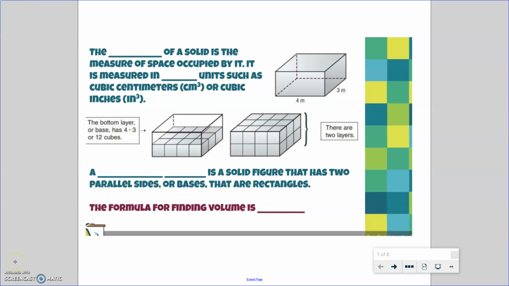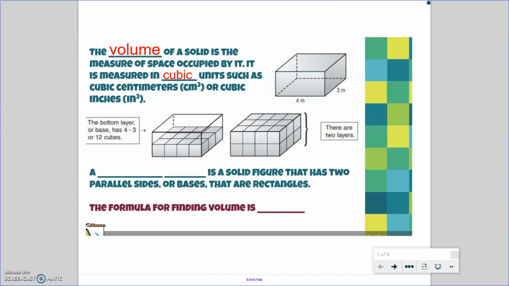So today we're going to be going over volume of rectangular prisms. The volume of a solid is the measure of space occupied by it. It is measured in cubic units, such as cubic centimeters or cubic inches. Here you can see you have a rectangular prism, and you can see the bottom layer or base has a 4 by 3, so 12 cubes, and then there are 2 layers.